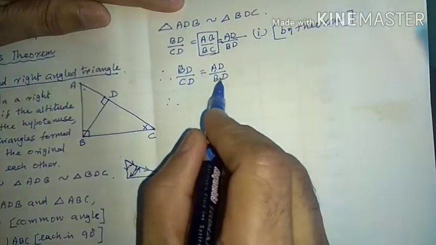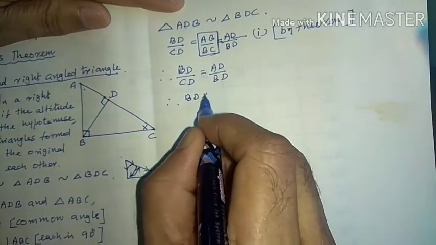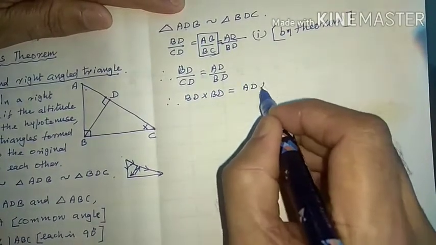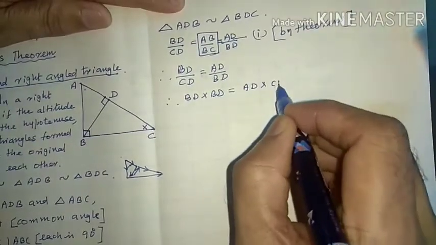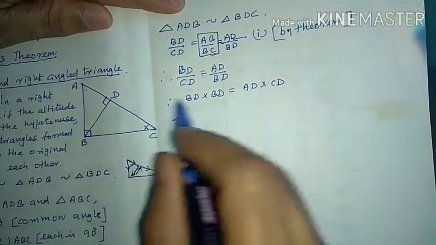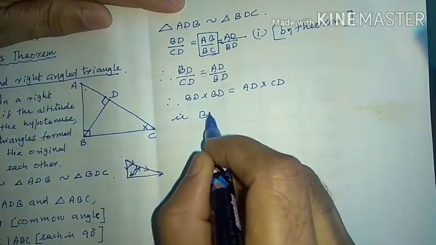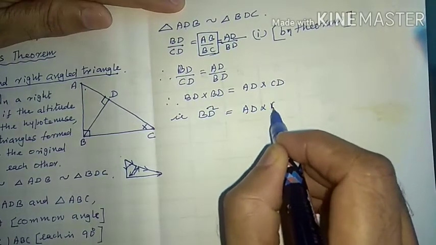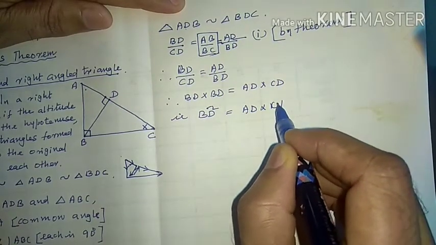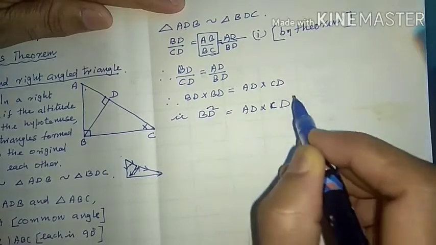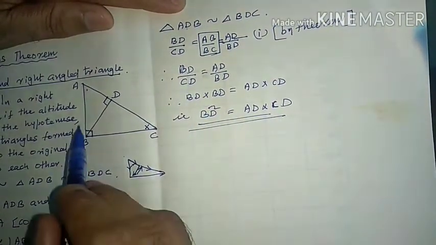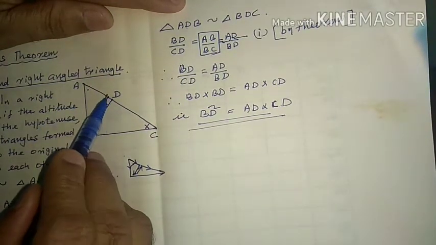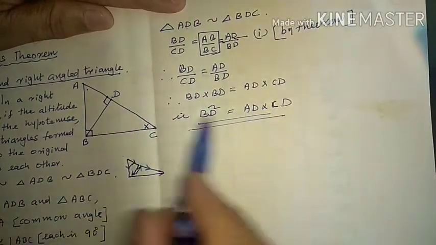Now cross multiply. BD into this BD equal to AD into this CD. That is BD square. BD into BD, BD square is equal to AD into DC, or CD. We have BD square is equal to AD into DC.